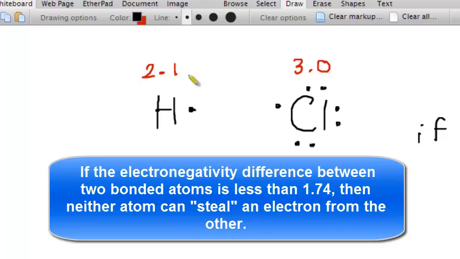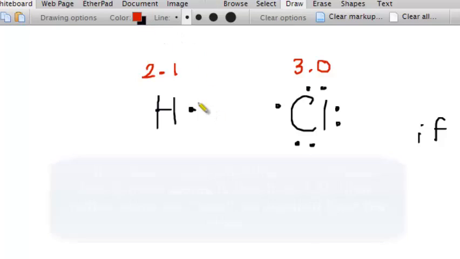And so these 2, neither one is strong enough to steal an electron from the other. And so what they do instead is they share a pair of electrons. This pair of electrons right here. Hydrogen wants to fill up the empty space in its 1s orbital. Chlorine wants to fill up the empty space in its 3p orbital.